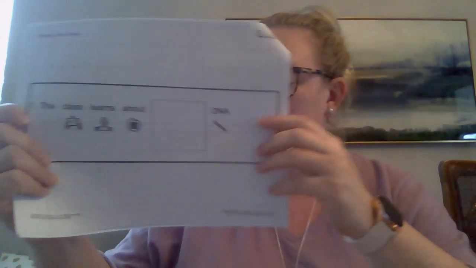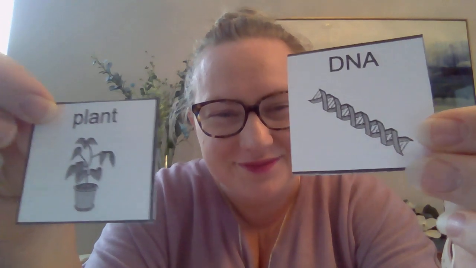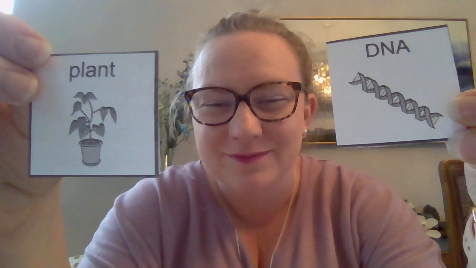Let's jump into number 1. It says the class learns about blank DNA. Did we learn about DNA? Or did we learn about plant DNA? We talked about plants. Yeah, good choosing. Plant. All right. So we're going to put plant as number 1. We talked about how DNA is in plants. I'm using my glue stick today. The class learns about plant DNA. Well done.